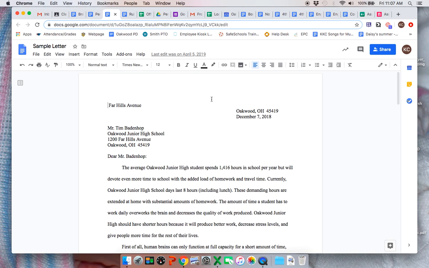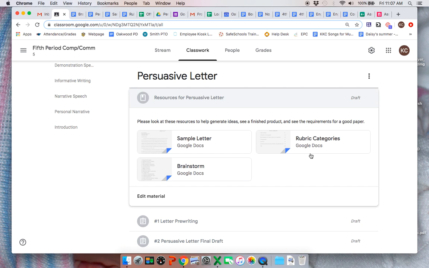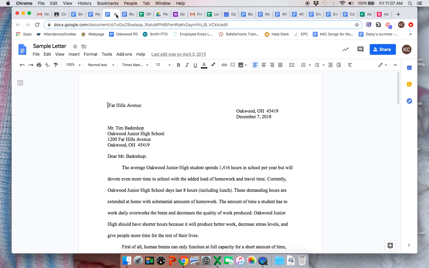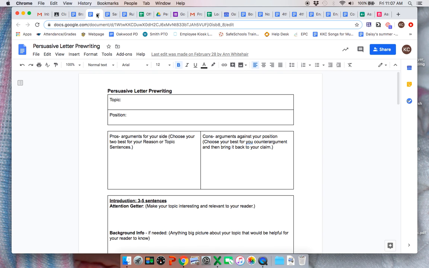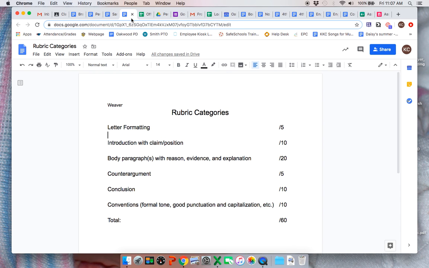This is a previous letter written back in 2018. So feel free to look at this just so you can see where you're going to be going. The other thing that I put on here is the rubric categories. So let's see here, brainstorm, sample, nope, here it is, rubric categories. So you're going to get 5 points. This is for the final draft, 5 points for the formatting, etc. You can look at that so you know how I'm going to be grading you.